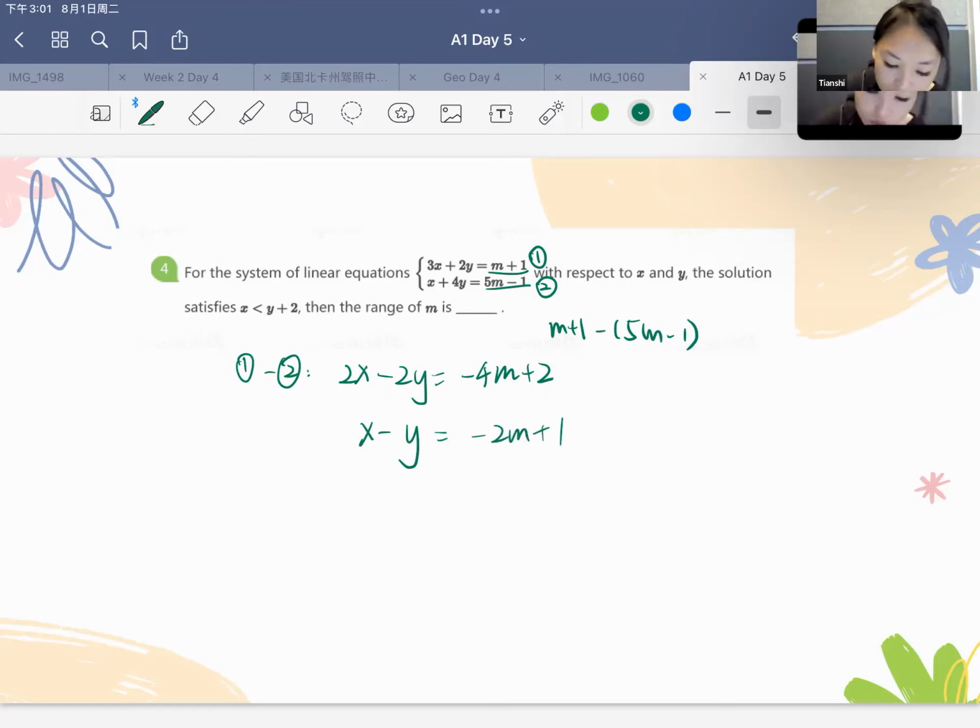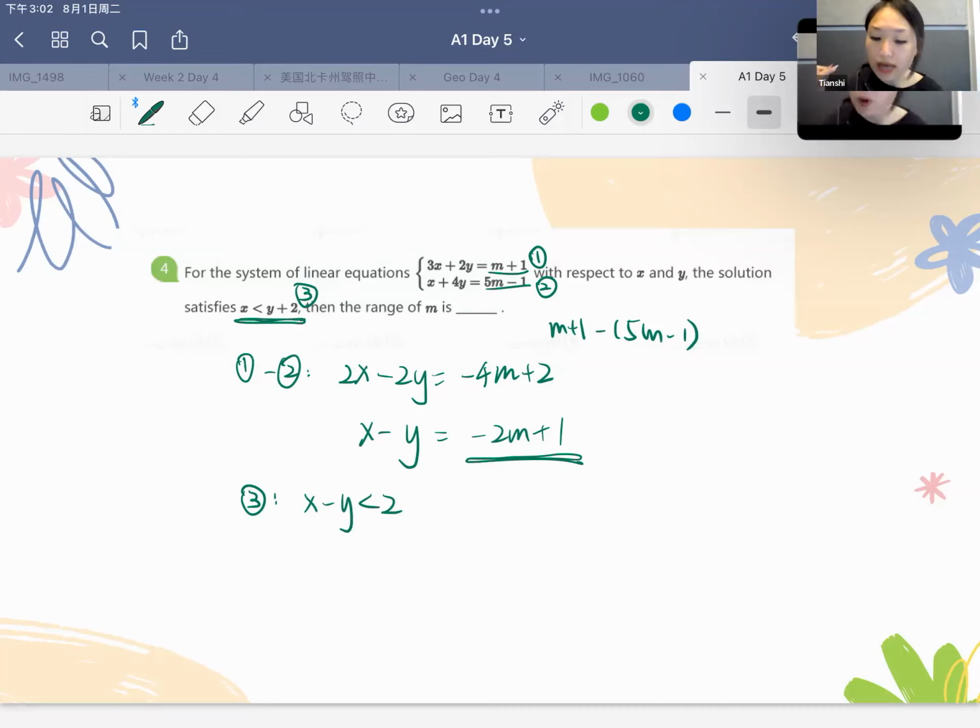So here, the inequality given in the question has only x on the left side and y plus 2 on the right side. So we can change the form of this inequality. We can rewrite it as x minus y is smaller than 2. So from this, we can represent x minus y in the form of -2m plus 1. So we can substitute x minus y with -2m plus 1 is smaller than 2. And then we can solve for the range of m.